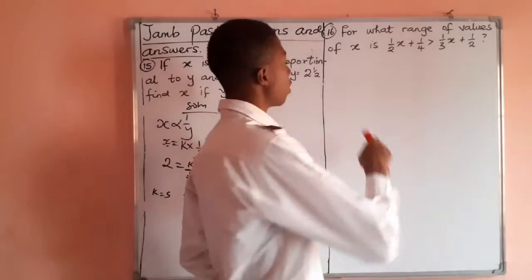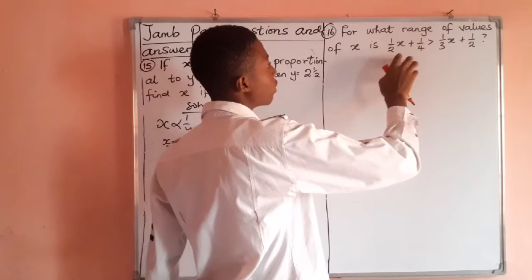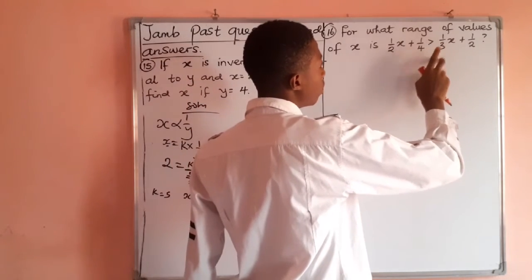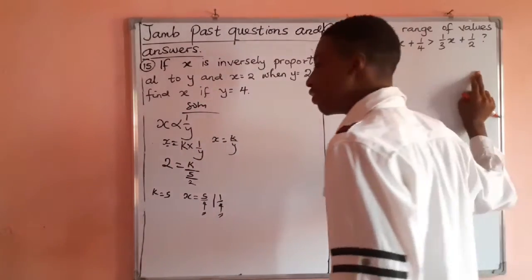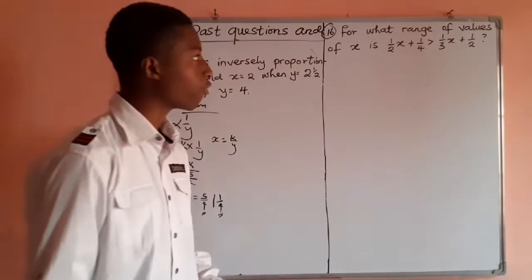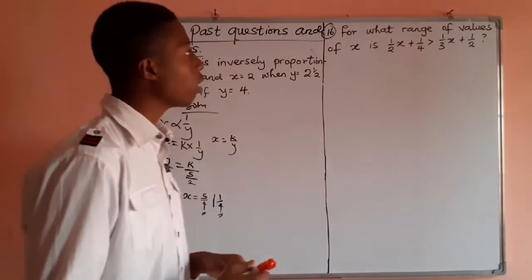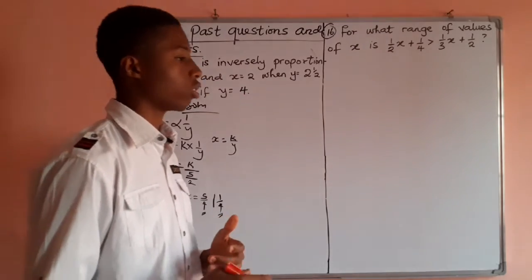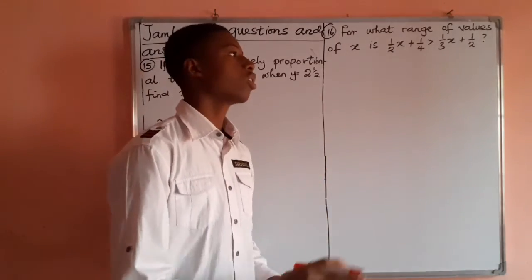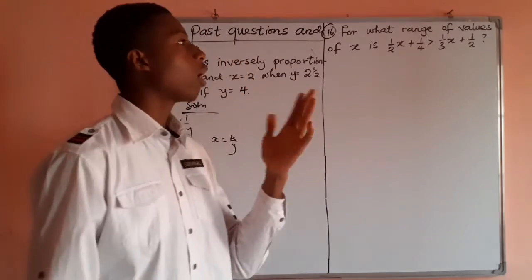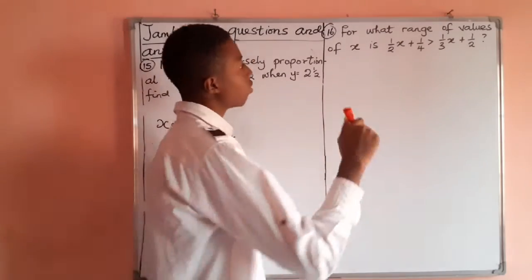Now, for what range of values of x is 1 over 2x plus 1 over 4 greater than 1 over 3x plus 1 over 2? Do you know JAMB? JAMB is very, very funny. This is an inequality equation. How do we solve an inequality equation? All you have to do is know your fractions, know your values, know how to collect like terms, division, simple things, and you've got your answer. Now we're going to start.